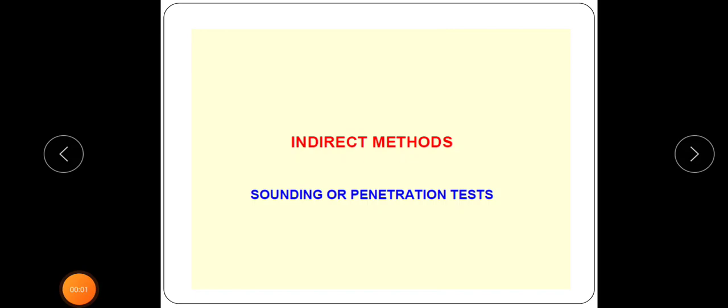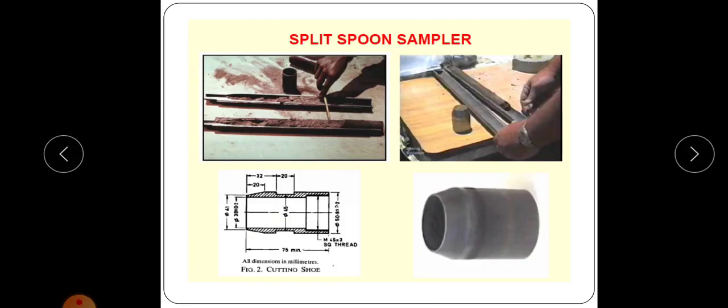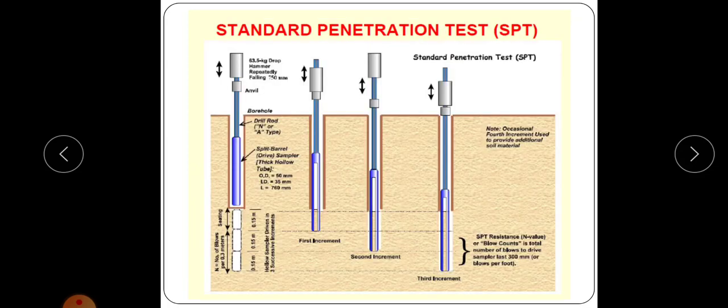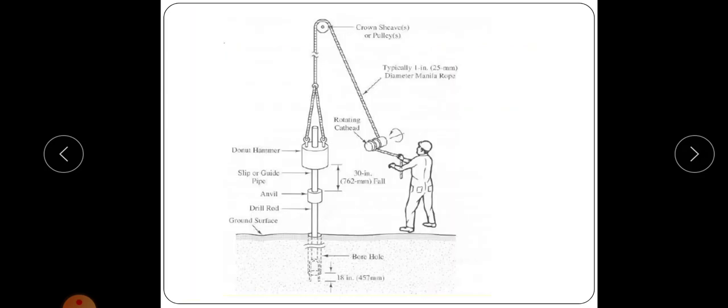So the last method of soil exploration is the indirect method, and it includes sounding or penetration test. So we can discuss the standard penetration test, and the sampler for this standard penetration test, or SPT, is the split spoon sampler. Using the split spoon sampler we collect the soil sample using the SPT setup. The standard penetration test is also known as SPT. This is the experimental setup.